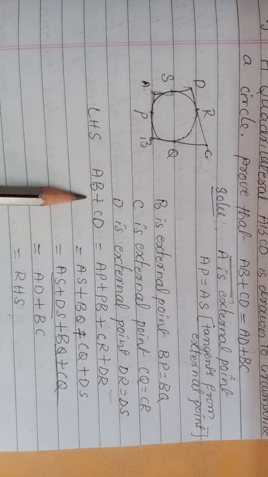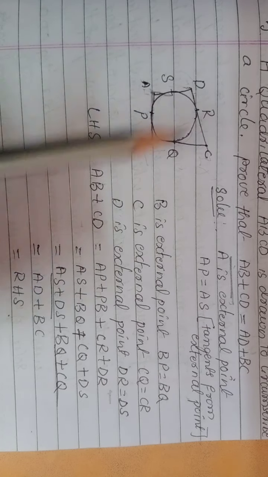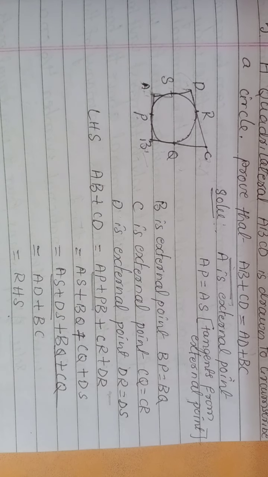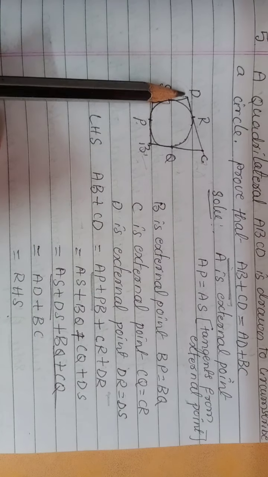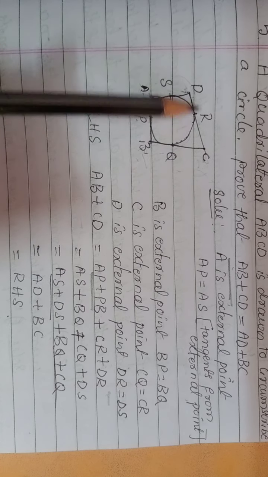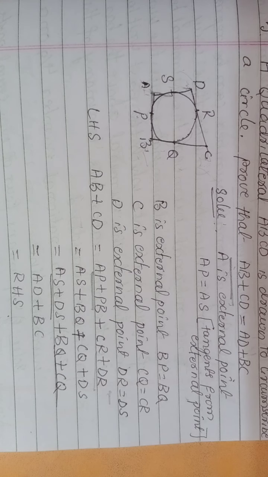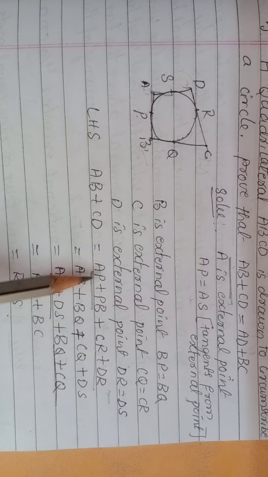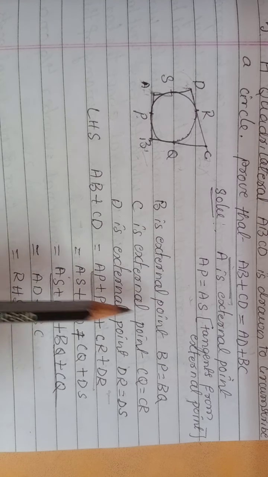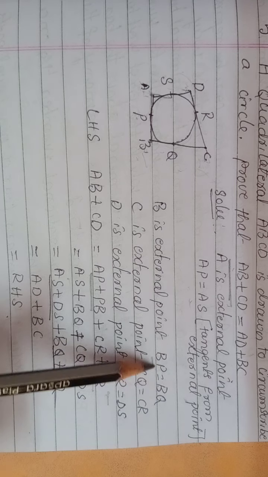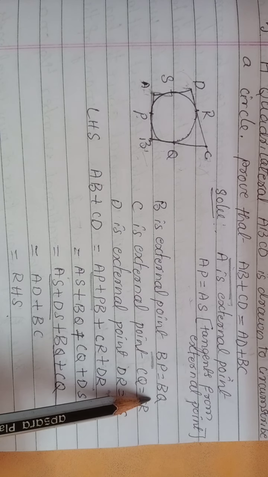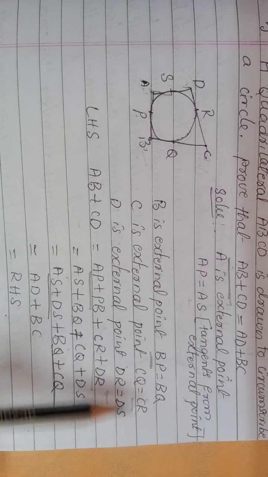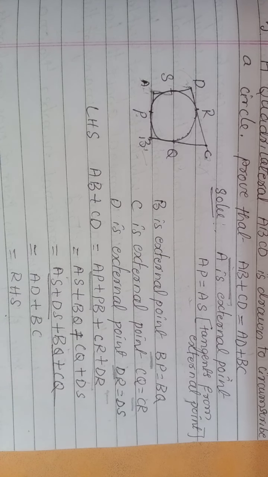Now, take the LHS part that they have given: AB plus CD. AB can be written as AP plus PB, and CD can be written as CR plus DR. Now just check. AP is equal to AS, so instead of AP you substitute AS. In the same way, BP is equal to BQ, CR is equal to CQ, and DR is equal to DS.